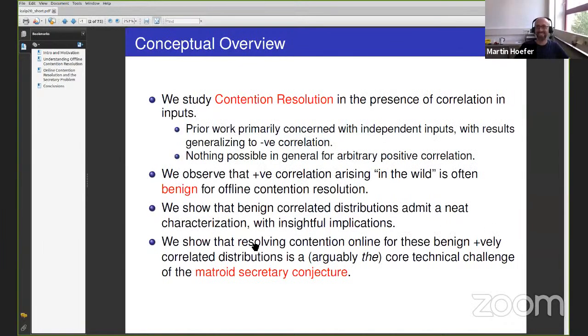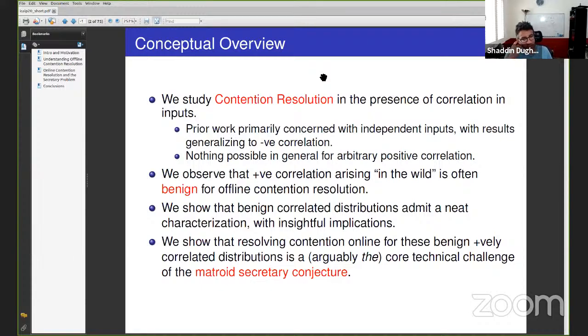So, in this paper, we study contention resolution when there's correlation in the inputs. Prior work mostly was concerned with independent inputs, and those results typically generalize to some definitions of negative correlation. And this is largely because there's nothing possible in general when you have arbitrary positive correlation. So the starting point of the paper is that we observe that the positive correlation that arises in the wild is often benign, at least for offline contention resolution.